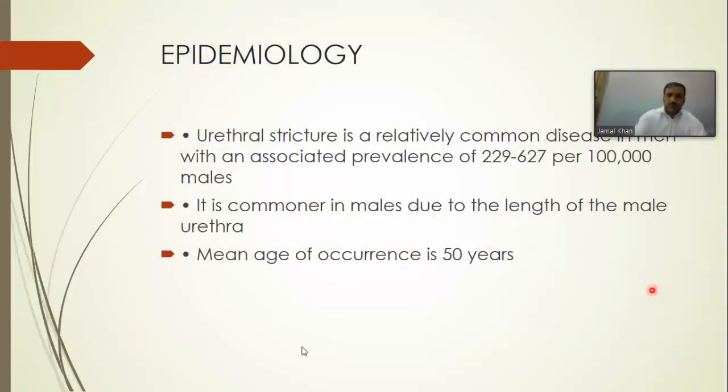Epidemiology. Urethral stricture is a relatively common disease in men, with an estimated prevalence of 29 to 627 per 1 lakh males. It's commoner in males due to the length of the male urethra, and it also increases with age.